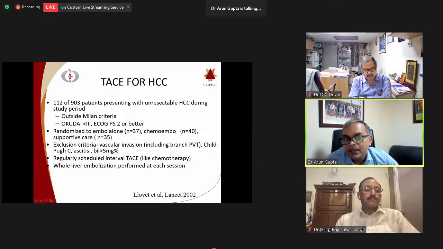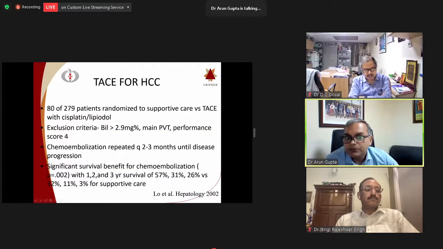And see, the regularly scheduled interval TACE, like 1 month, 3 months, so the TACE was repeated on schedule, which is not the present era. And also, whole liver embolization was performed at each session. Even for the Lo trial, it was also fixed. The chemoembolization is repeated every 2 or 3 months until disease progresses. And on that basis also we get a significant survival benefit over supportive care and bland embolization.